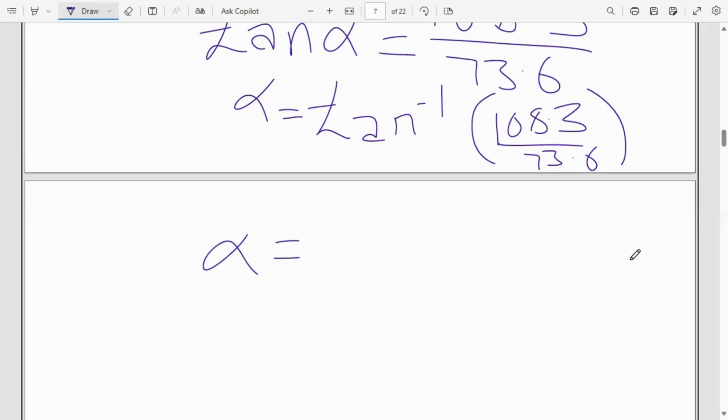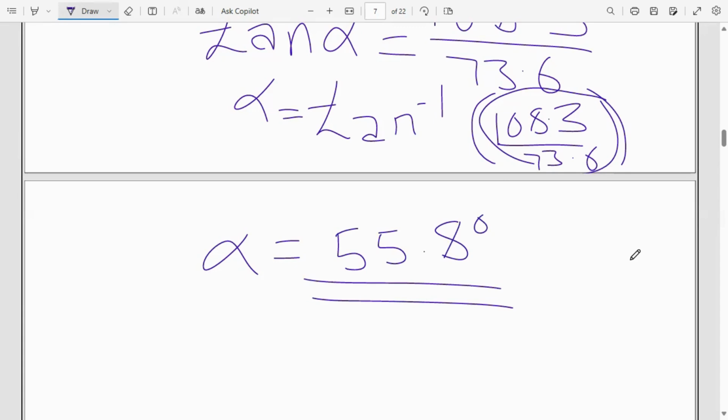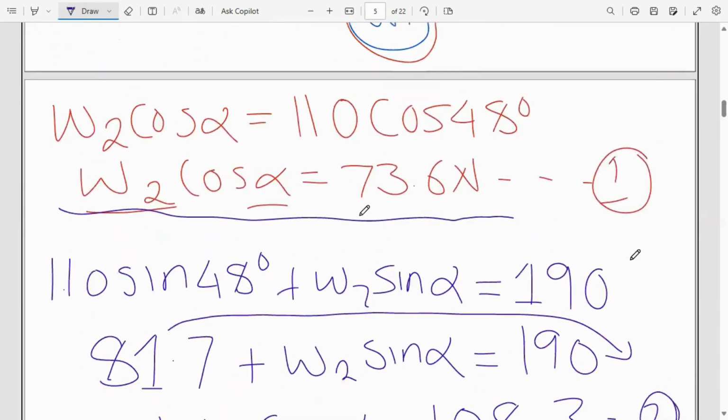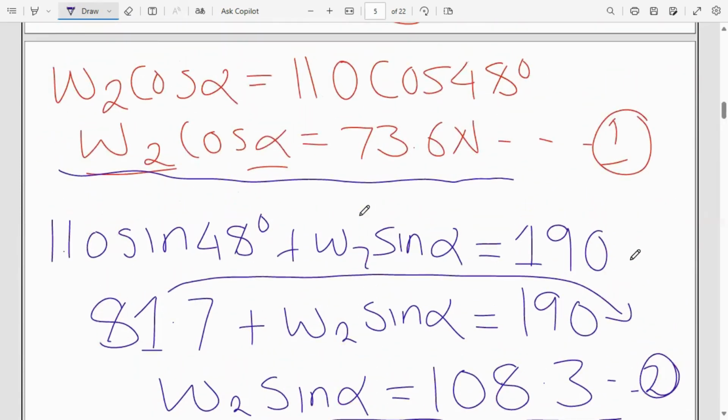So alpha will be equal to what? The value of alpha, when you take the tan inverse of the value in the brackets, you're going to get 55.8 degrees, and that is the value of our alpha. Now that we found the value of alpha, we can simply find W2 now, because in these two expressions that we found for both the x and the y axis, we involved W2.